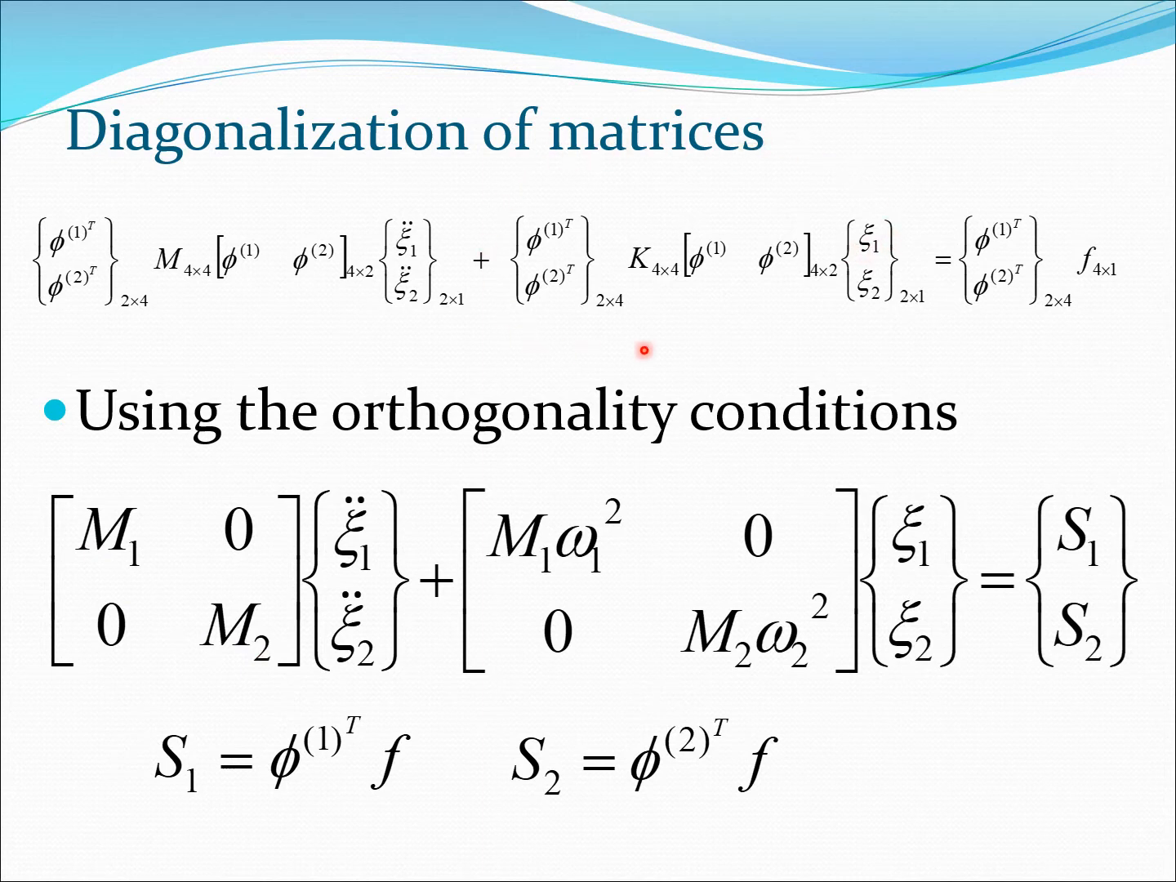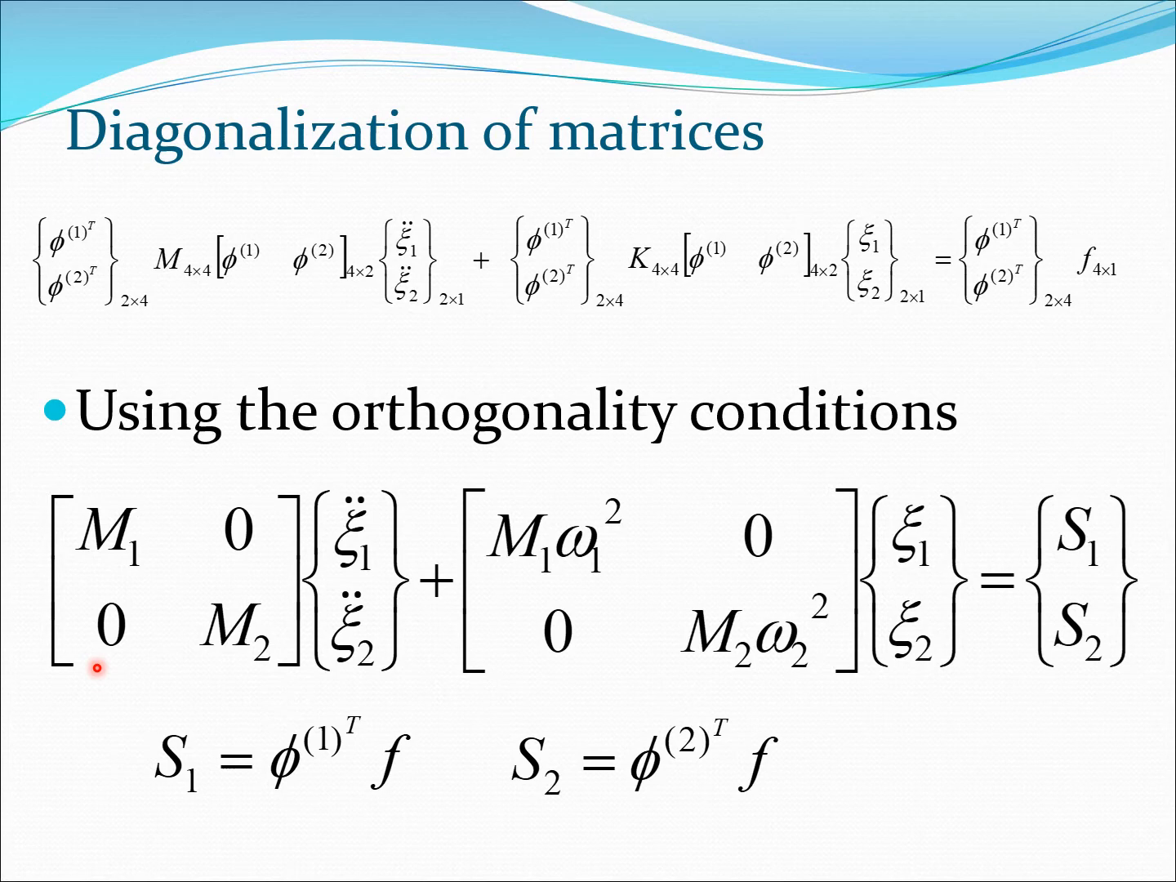This entire thing has become a diagonal matrix, and your degrees of freedom are now the modal degrees of freedom xi1 and xi2, and so we have written this equation out. Now these S1 and S2 are defined as modal forces, so you can see clearly from here that it would be phi1 transpose into F. So you would have to calculate these modal forces here. So this is a nice looking equation, and you can see what has happened.